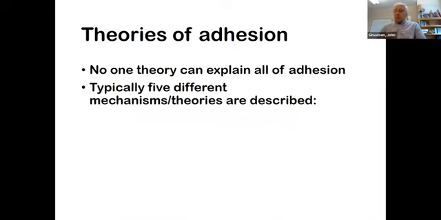So, unfortunately, there is no one theory that can explain all different types of adhesion and all different types of glue and how they work. Typically, if you look in the textbooks, they will tell you about 5 different theories or mechanisms that describe the different types of adhesion that can take place. So let's go over those.